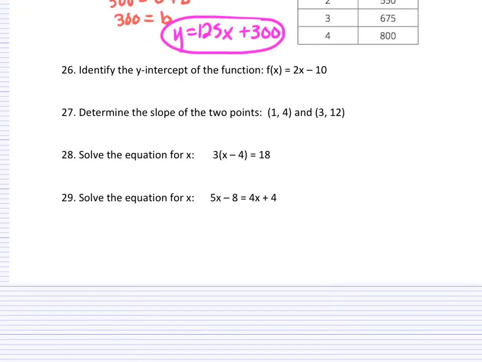Number 26, identify the y-intercept of the function. Well, we just got to look up here and look at this number right here. Negative 10 is our y-intercept.